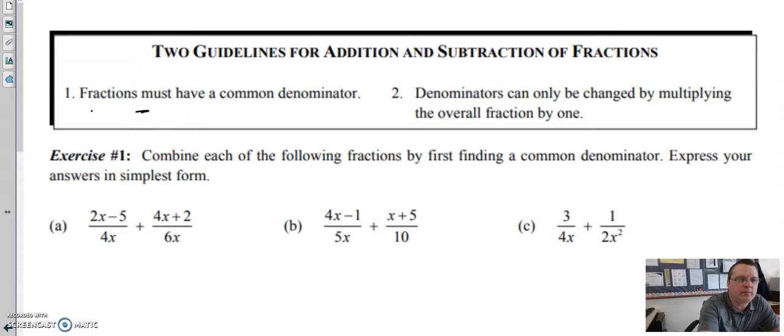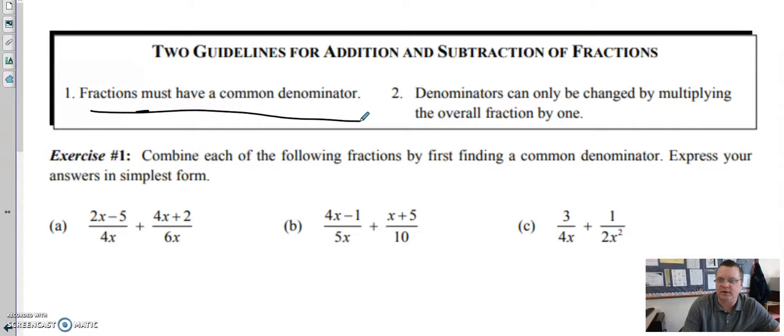Number 1, fractions must have a common denominator. This is stuff you learned back in elementary school, but now it's just going to get a little more challenging. Denominators can be changed by multiplying the overall fraction by 1. So if you want to multiply by x over x, a 4 over 4, or even 4x over 4x, that's fine. But you have to make sure you multiply the numerator and denominator.